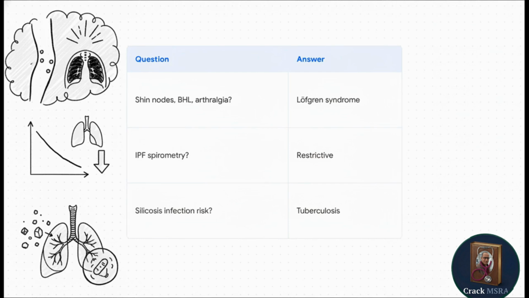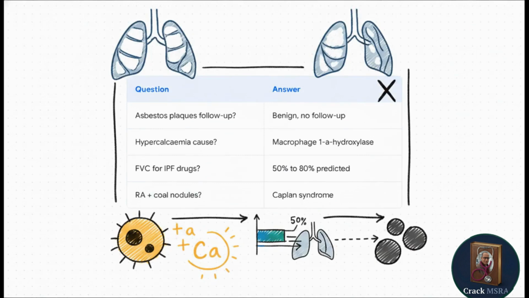Question 6. Silicosis significantly multiplies the risk for which specific pulmonary infection? That's tuberculosis, often referred to as silicotuberculosis. Almost there, let's finish strong. Question 7. Do benign asbestos pleural plaques require follow-up? Nope, they are completely benign with zero malignant potential.